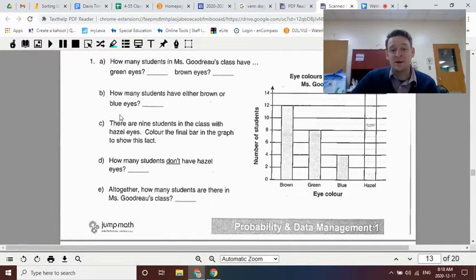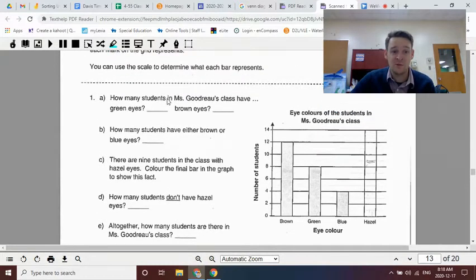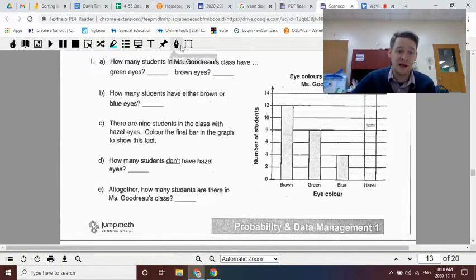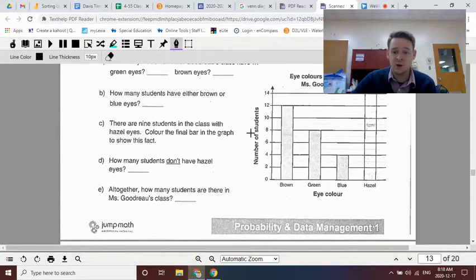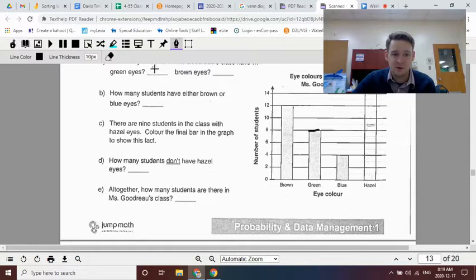To answer question 1, we're going to look at this graph here, the eye color of the students in Mrs. Goudreau's class. And we're just going to try to read this graph and answer some simple questions about it. So how many students in Mrs. Goudreau's class have green eyes? So we're going to look at green, and we are going to say, okay, looks like 8, because the top of the green bar lines up with the 8 line. So we have 8 students.